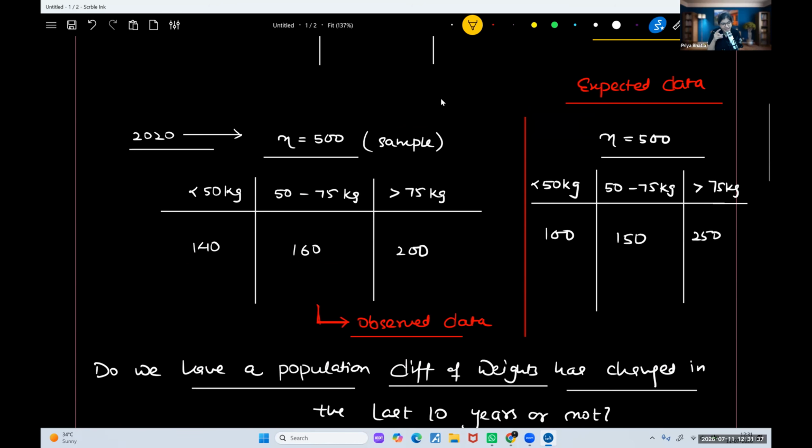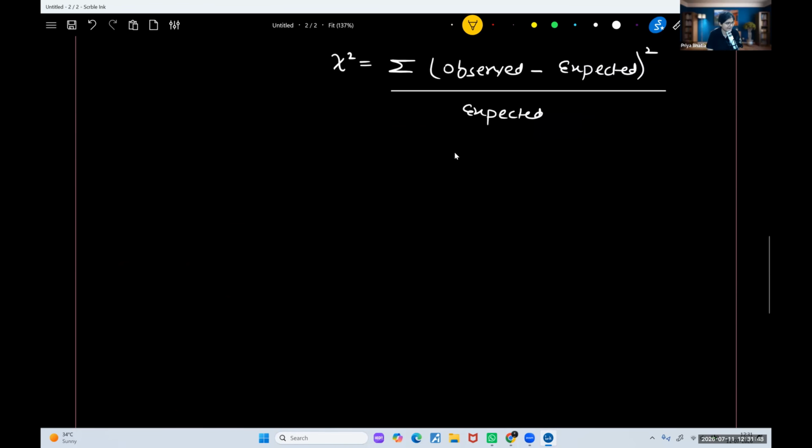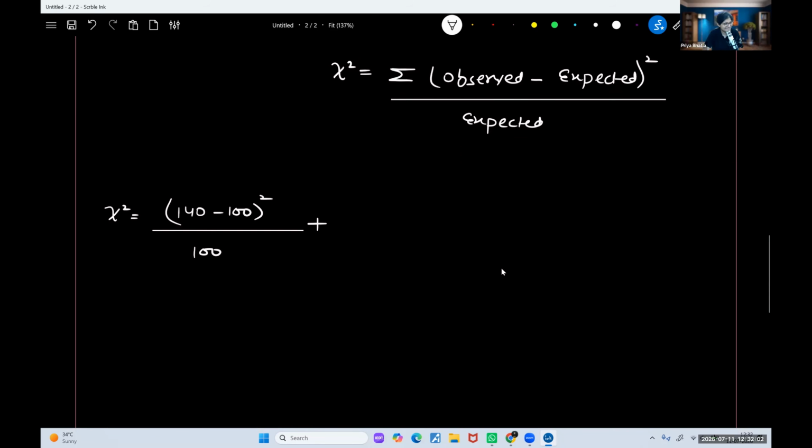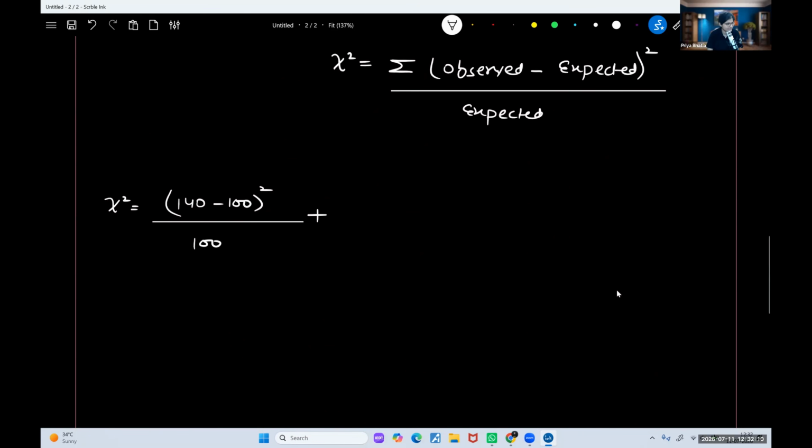Now, I hope you understood कि हमने expected data क्यों निकाला सबसे पहले, है ना? क्योंकि chi-square की final statistical value निकालने के लिए we need both these values. So, can I start? So, it will be 140 minus 100 whole square divided by 100 plus second category में observed और expected कितना है? Observed is 160, expected is 150. So you will say 160 minus 150 whole square divided by 150.